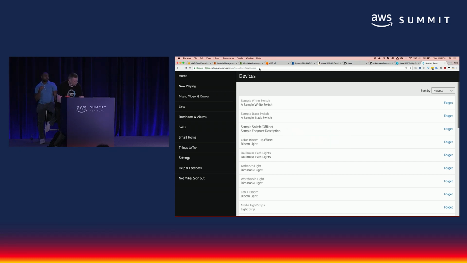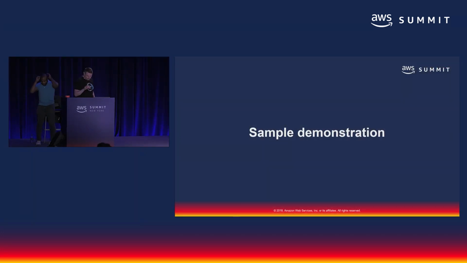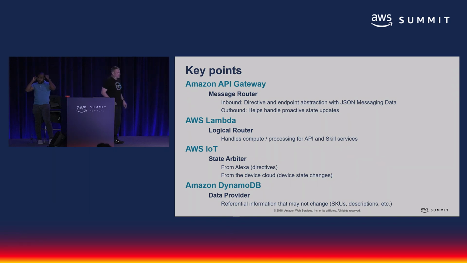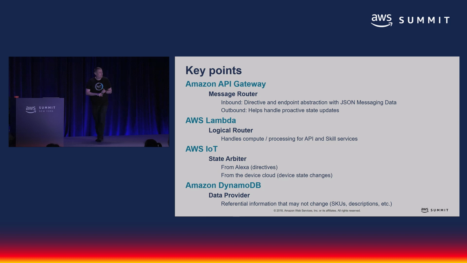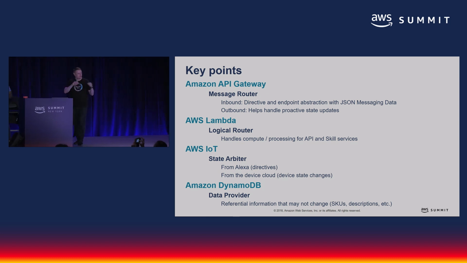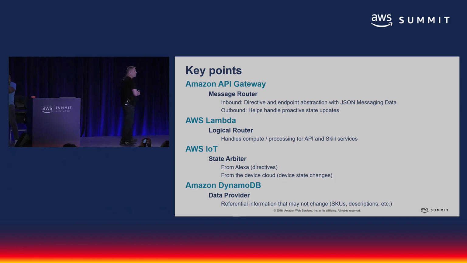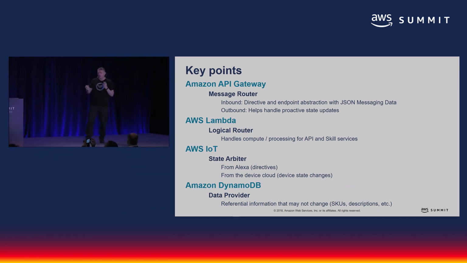Okay, let's go to the key points slide. I think I have to do, oh, this one. Okay, key points. API Gateway in this case is really just used for message routing. And again, all we're doing is JSON, pushing JSON around. That's really kind of the sum total of it. Lambda is the logical router, handling the compute. Whatever you need to do.